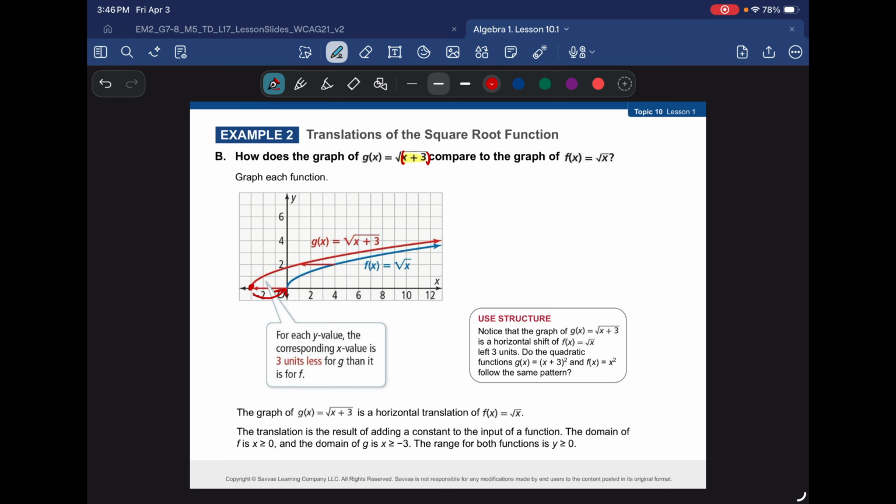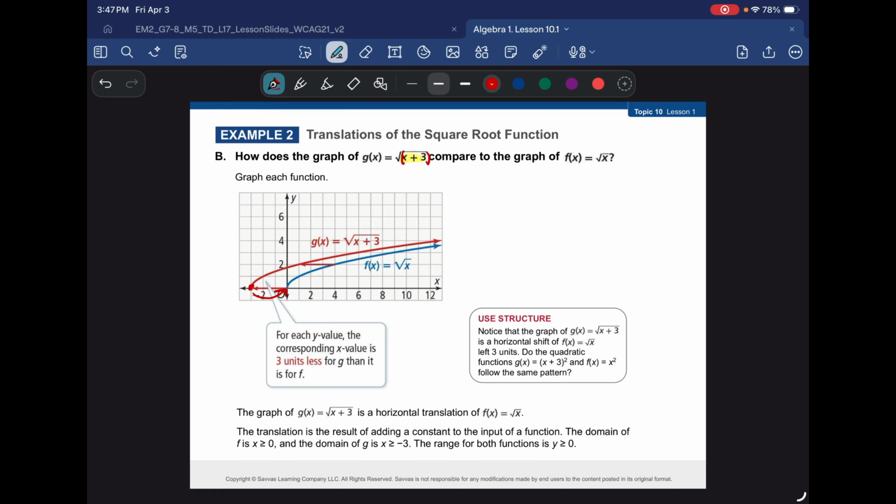And so that's why when we have a change to the input, the direction seems to be opposite, when really it's just adding 3 to get us back to the parent function. And these are the same rules that we saw with quadratic functions or absolute value functions or linear functions. All the translation rules are the same, applied to all the functions. So again, this is a horizontal translation of the parent function, the square root of x.